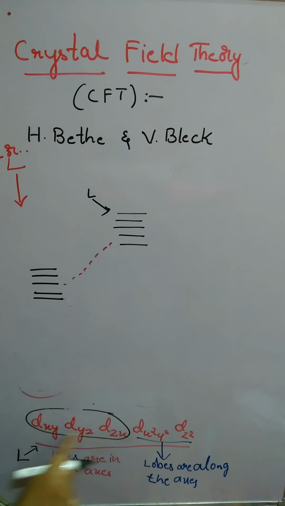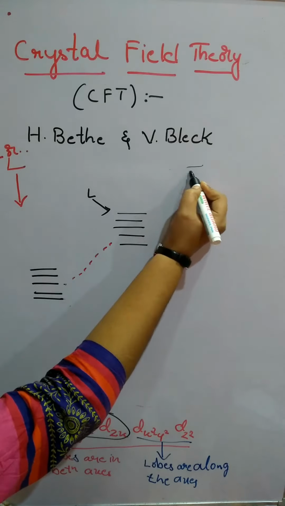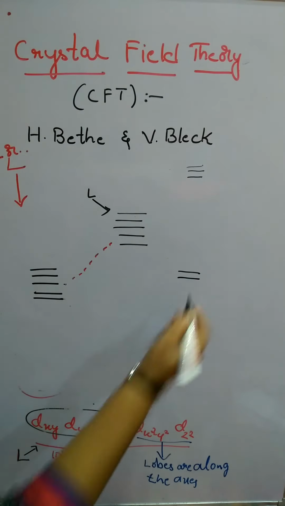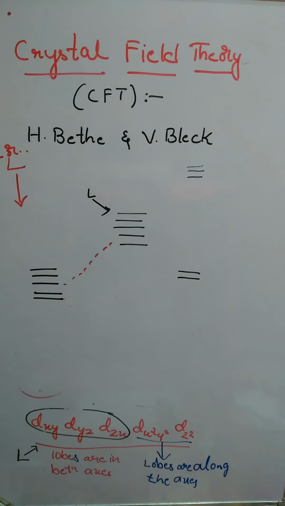So these 3 orbitals we have. If they are experiencing more repulsion, then these 3 orbitals will have more energy than these 2 orbitals. I hope it is clear.